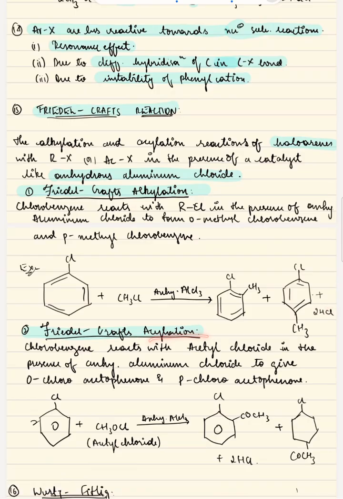Next is Friedel-Crafts acylation. Chlorobenzene reacts with acetyl chloride in the presence of the catalyst, which in both these Friedel-Crafts reactions is anhydrous aluminum chloride. Here it is RX, here it is acetyl chloride, again to give ortho and para. Okay, anhydrous aluminum chloride, CH3Cl, CH3COCl. Now you just add here.